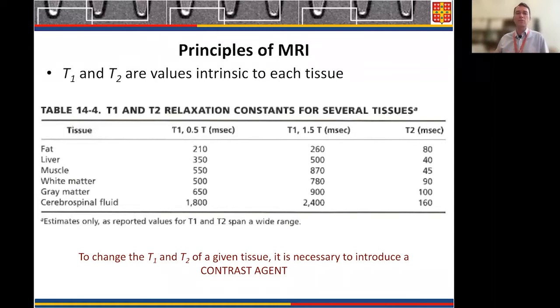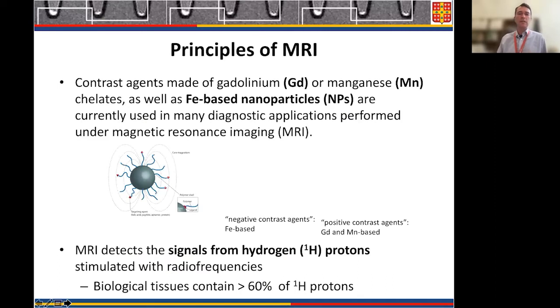So fat has a certain T1 and a certain T2, liver has a certain T1 and a certain T2, and so on and so on. So what do we do if we want to change the T1 and the T2 and to improve the contrast between the tissues? Because the basis of contrast in MRI is the difference between the T1s and the T2s between the tissues. So what you can do is to insert gadolinium, manganese or iron oxide nanoparticles.